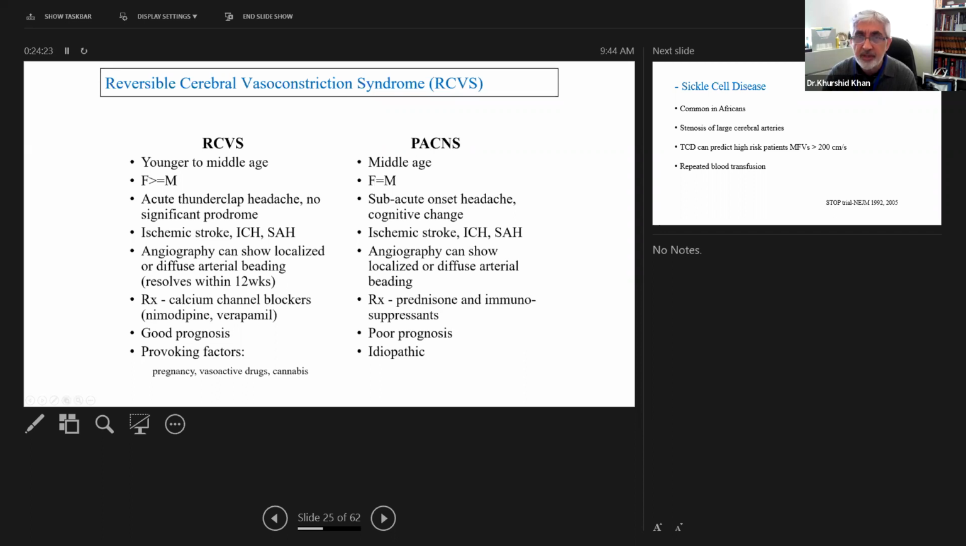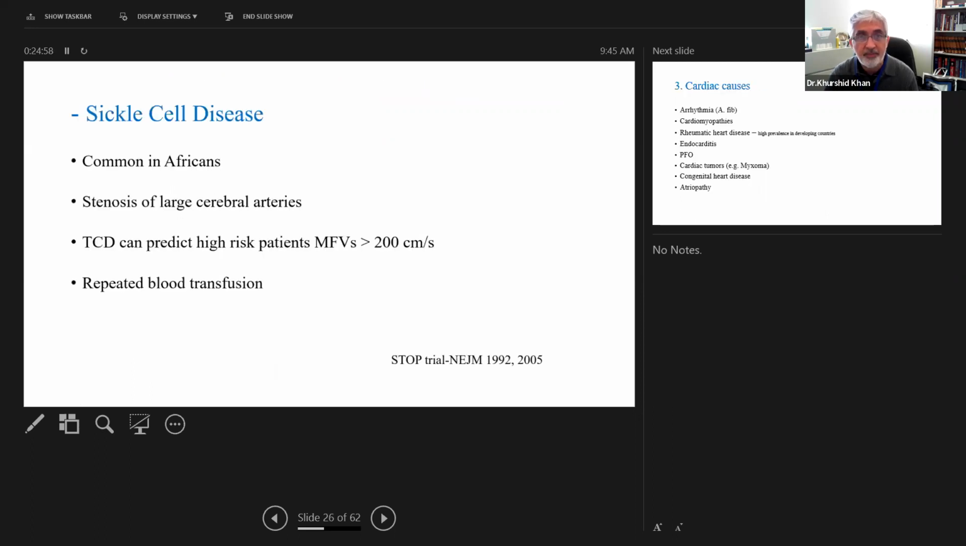It is important to differentiate this, and this is through history and examination, because there is no role for steroids in RCVS. And some studies have shown that steroids may lead to bad outcome in RCVS. And the factors that may cause RCVS would be pregnancy, vasoactive drugs, cannabis, some antidepressants may also lead. So those preceding events or medications, history is very, very important in these individuals.